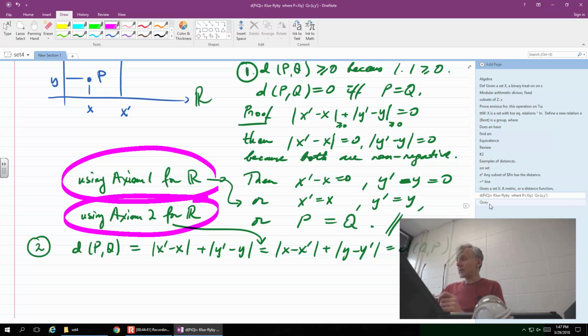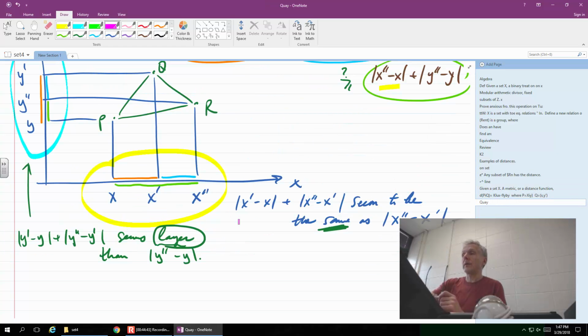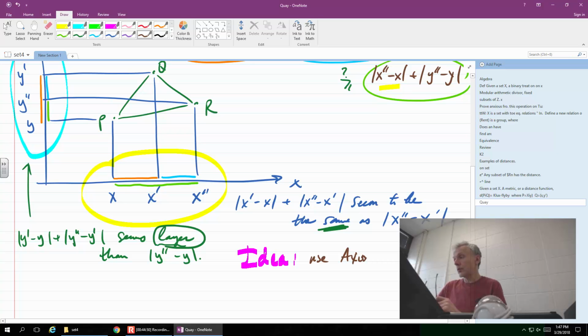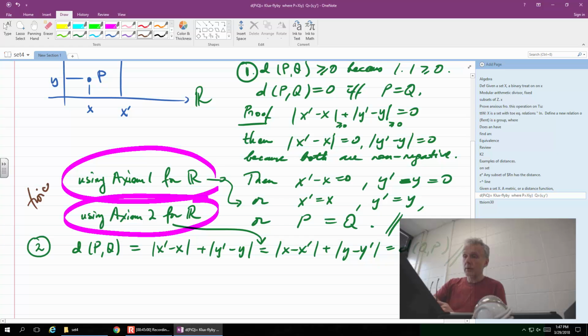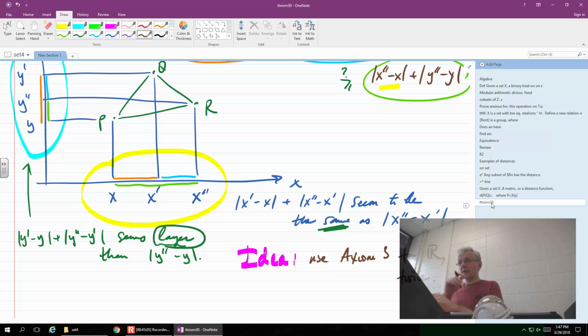So that is the idea once again. The idea is to use axiom 2, 3 for R twice. So it's all about using it twice. These two were used also twice each. Okay, so that is the idea for x. So we apply axiom 3 for the x-axis, and we apply axiom 3 for the y-axis. And then we add them together. Okay, so that's the plan.